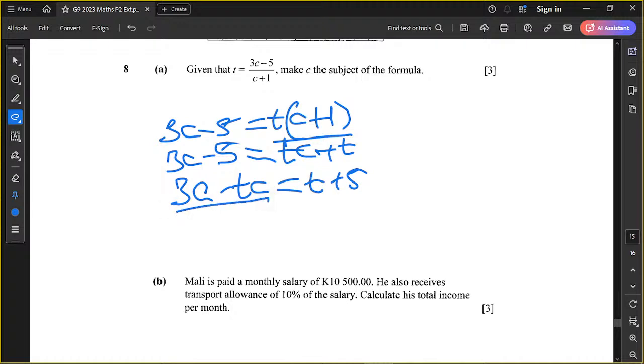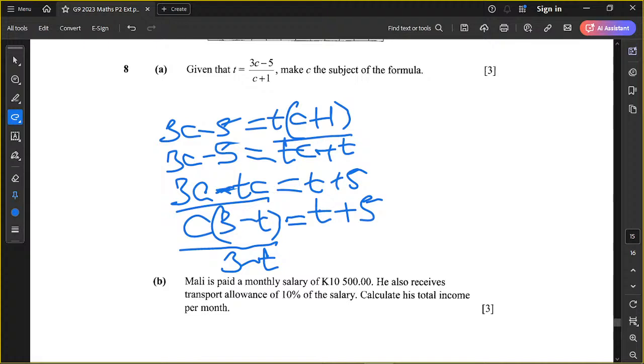Then we factorize this one. The common term here is c. So we have c, open bracket, then c into 3c we have 3, then c into negative tc we have negative t, close bracket, then we say equal to t plus 5. Okay, then we divide both sides by 3 minus t. I hope you are following me.